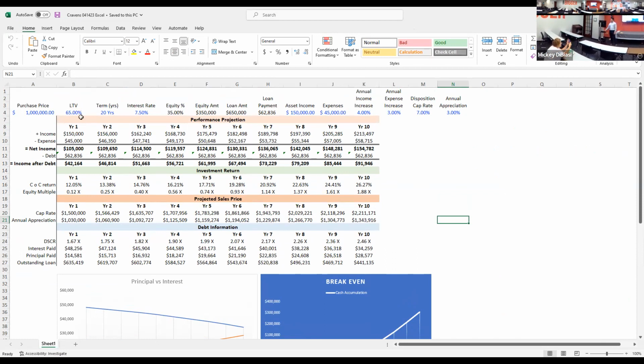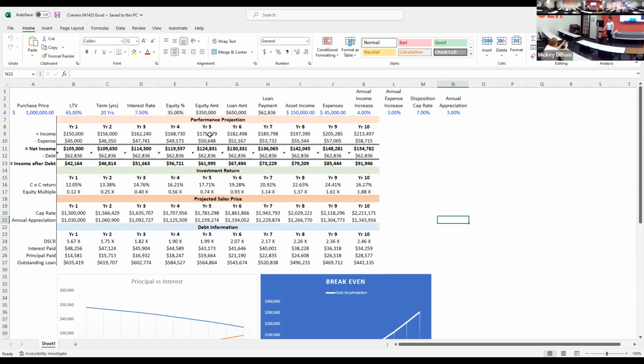You get a loan for 65%, you do a 20-year amortization, your interest rate is 7.5%, so therefore you're 35% equity. And you just go down the list and you can see what the loan amount is, what kind of income the asset produces, what the expenses are, what the annual income is for the asset, the expense increases, disposition cap rate, and your annual appreciation.